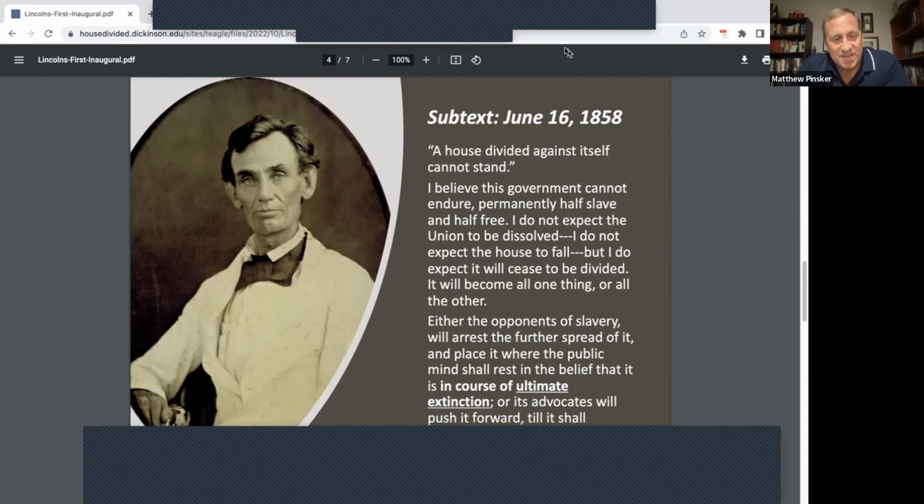Now, here's the subtext for the first inaugural address. Why didn't he quote that speech? And this is what set off Frederick Douglass. Frederick Douglass was convinced that the subtext of his decision not to reiterate the House Divided language was that Lincoln wasn't really committed to the fight against slavery, that he was beginning to back down, that he was going to conciliate the secessionists because of the crisis.